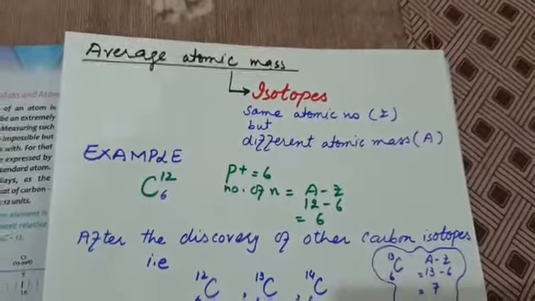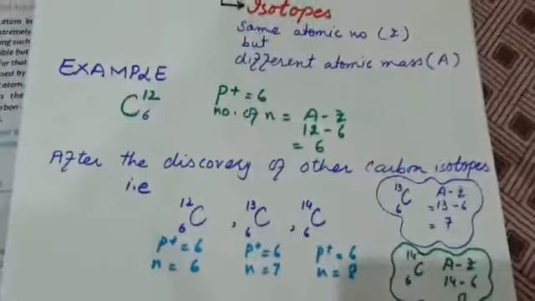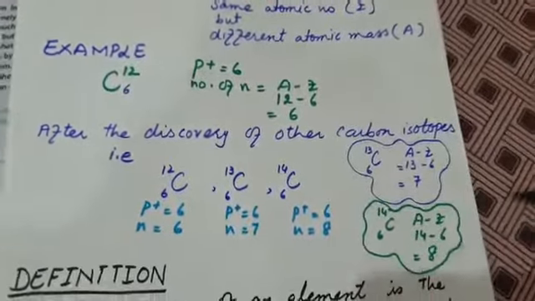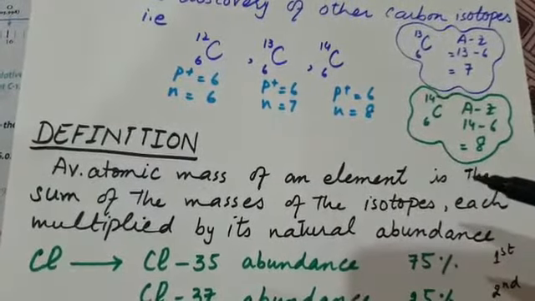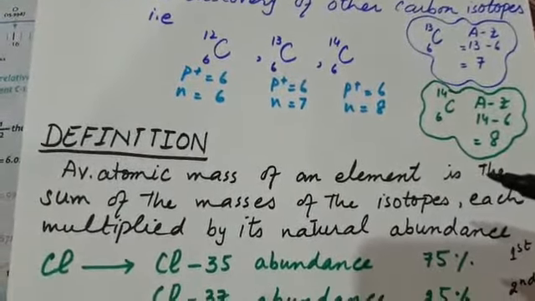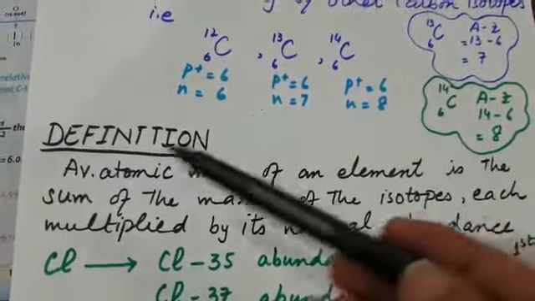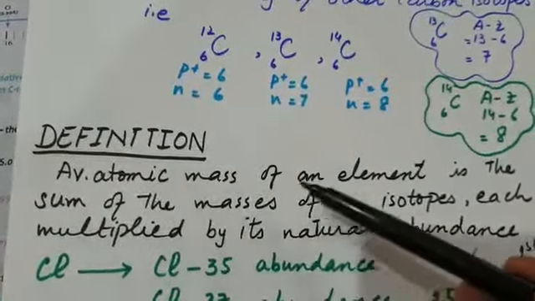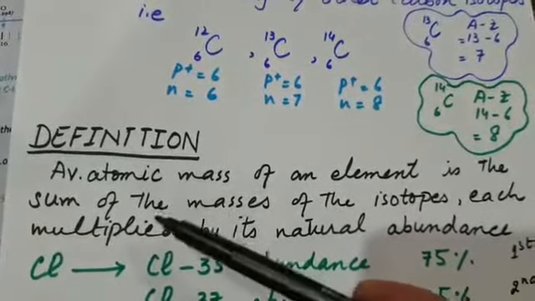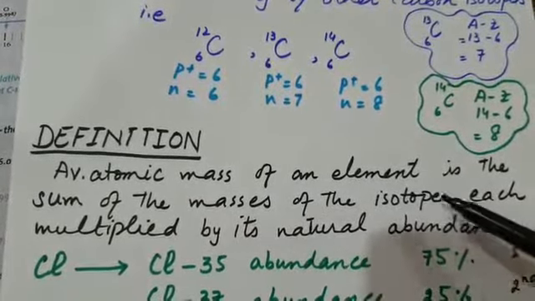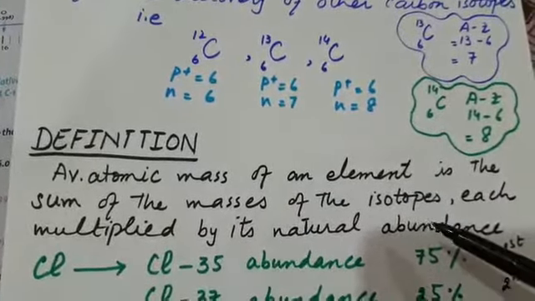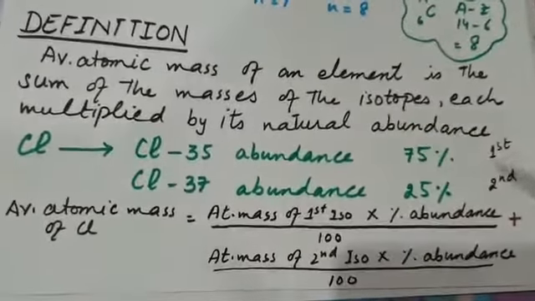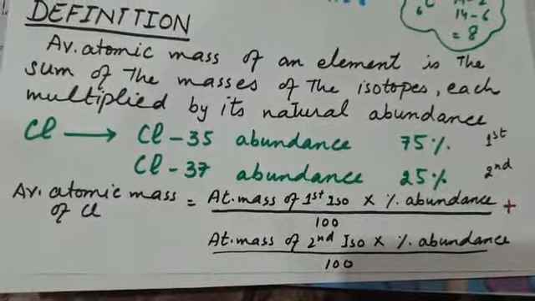After all this discussion, we are going to discuss how you can define average atomic mass in a very easy way. The average atomic mass of an element is the sum of the masses of isotopes, each multiplied by its natural abundance. It's a very simple definition, but we will apply it on an example. After that, it will be clearer.